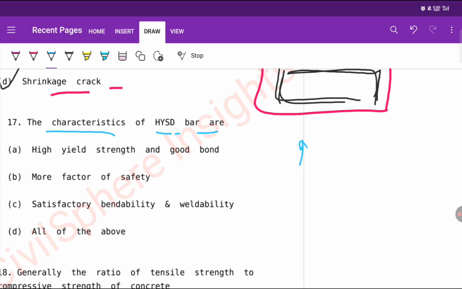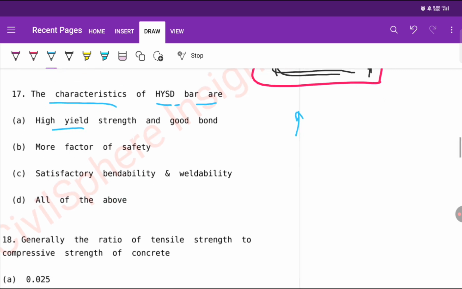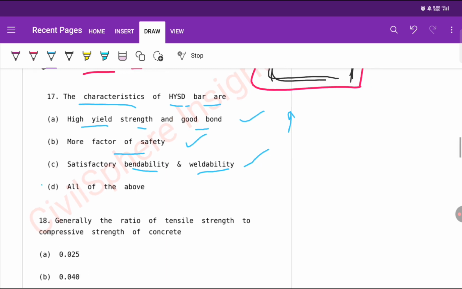So high yield strength deformed bar. So here high yield strength and good bond will be there, right? Option A is the correct. More factor of safety, so more factor of safety will be there, right? Satisfactory bendability and weldability. So bendability and welding capability will be more, right? So option D is the correct answer, all of the above.